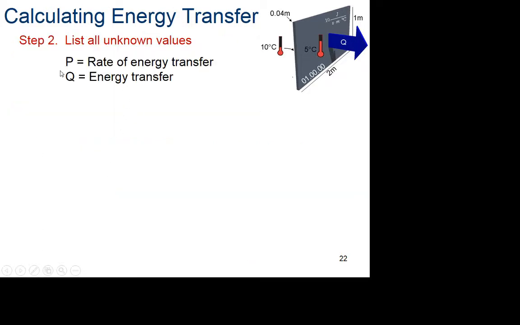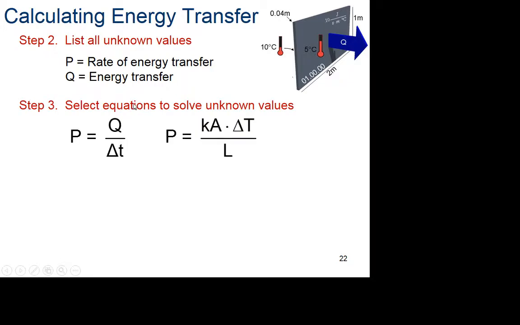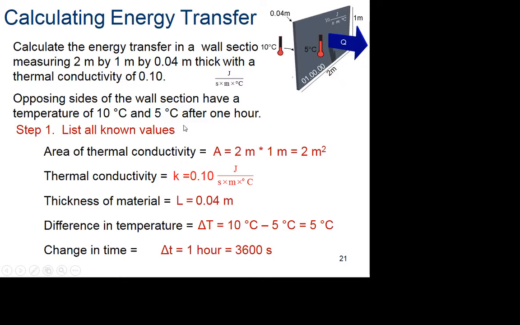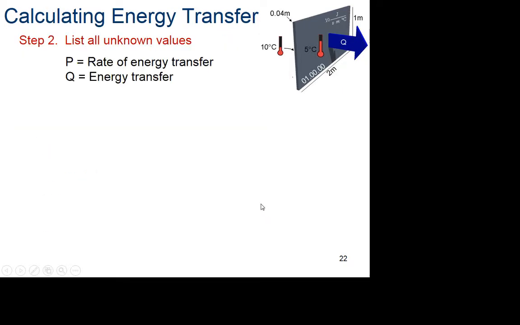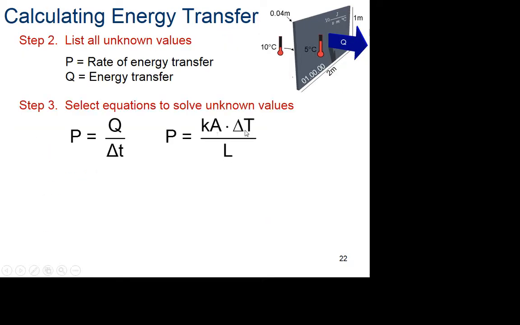The things that we don't know is the rate of energy transfer, which is power. We don't know the amount of energy that's transferred. So these are the two other equations that we learned. So this is power is energy transfer divided by the time that it takes to transfer it. Power can also be calculated by K, which is our thermal conductivity, the area, the change in temperature, and the thickness of our material.